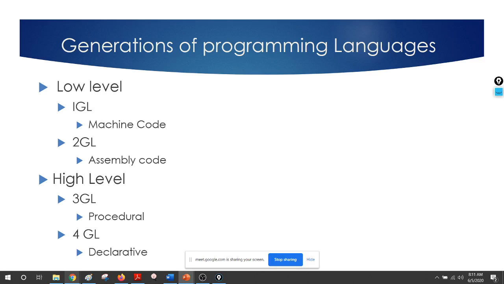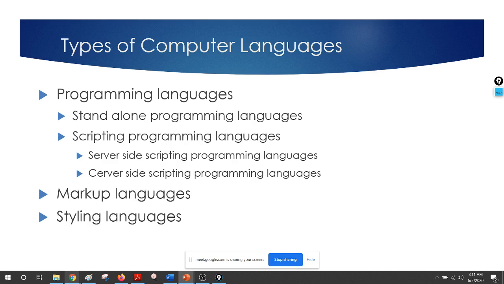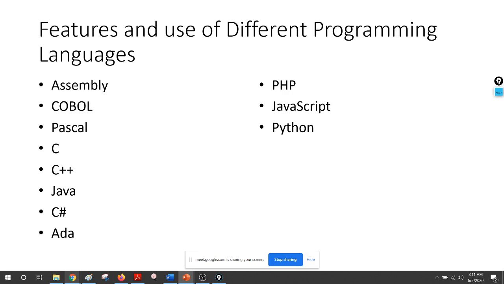So I'm just mentioning. Then different types of computer languages: programming languages, markup languages, styling languages, right? Because if you are doing coding, you have to be aware of those things, the big picture. Then features of different programming languages also you have to be aware of because you have to pick the correct language, right? Am I going to do it in PHP?